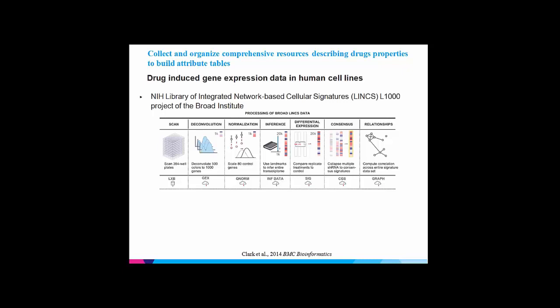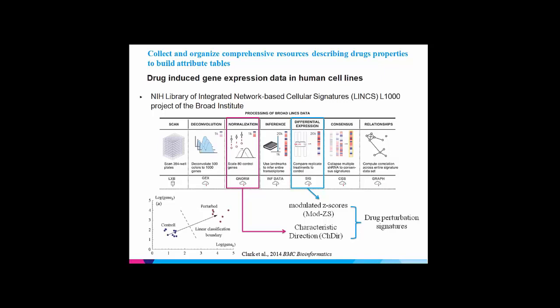As we know, there are different levels of data in the LINCS L1000, and there are also different types, different ways to get the gene expression signature from these data. We can directly get the signatures, which are modulated z-scores computed by the project.